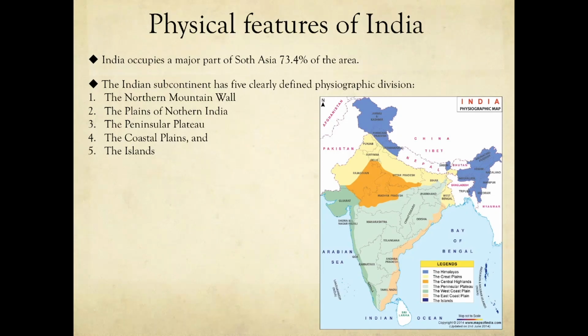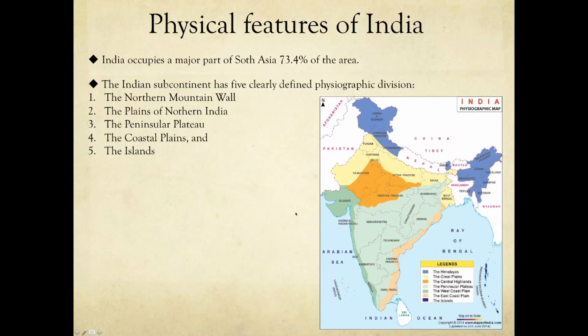Then physical features of India. India occupies a major part of South Asia, that is up to 73.4% of this area. The Indian subcontinent has 5 clearly defined physiographic divisions. The first is the Northern Mountain Wall, in the dark blue color you can see. The second one is the plains of Northern India. The yellow color is representing the plains of North India.